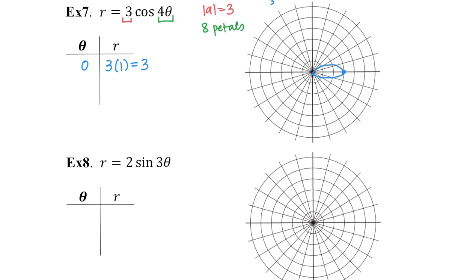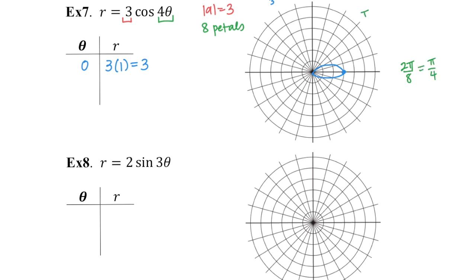Okay, so there's 8 petals. I need to equally space them. You could count the marks around here and divide by 8, or because some of you are sketching this without a graph, you want to figure it out ahead of time. Because the radians around the circle is 2 pi, if I do 2 pi divided by 8, that means every pi over 4, I'm going to have a petal.